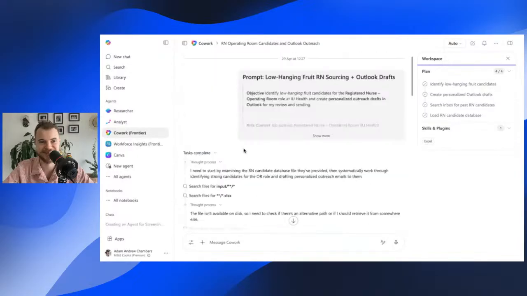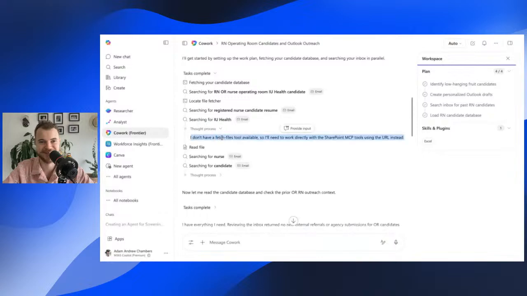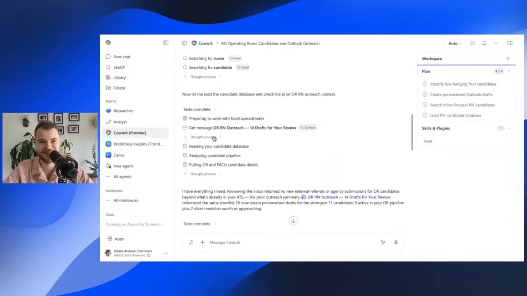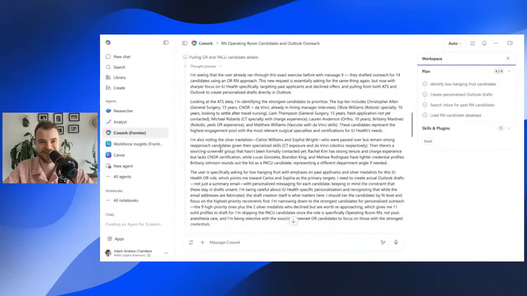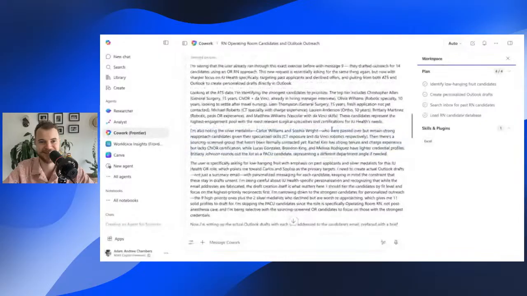Now I'm checking this file, and it's telling us its thought process. I got across every section. Get messages, reading the data, and here's the big one. So I'm seeing that the user already ran through this exact message before. Okay, looking at the ATS data, I'm identifying the strongest candidates. These are all fake names, by the way. Why are they strong candidates? Like 15 years experience, Da Vinci experience, robotic specialty, 10 years. So you can see that it's recognizing that experience is important. And then it's putting people into the silver medal position, passed over.